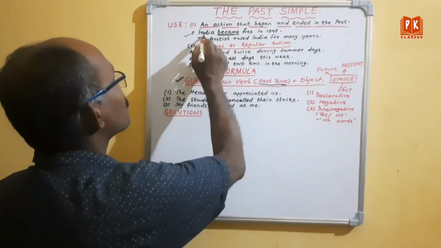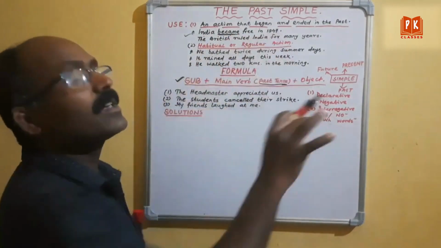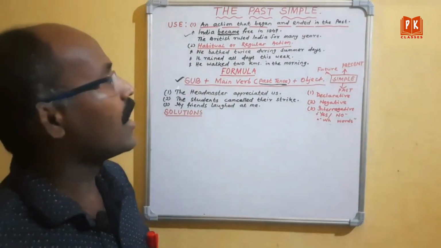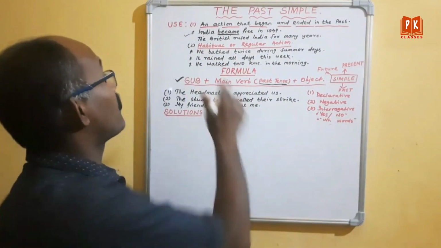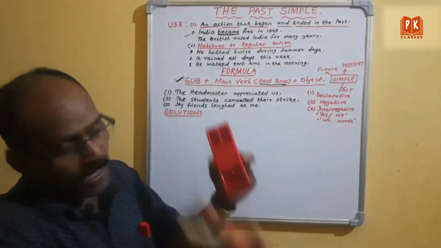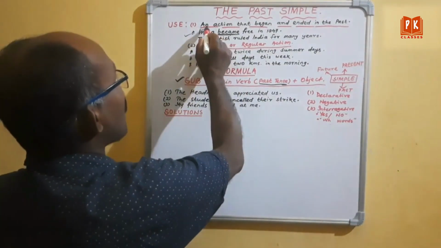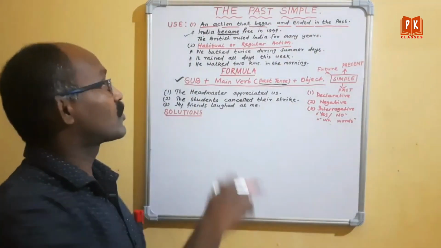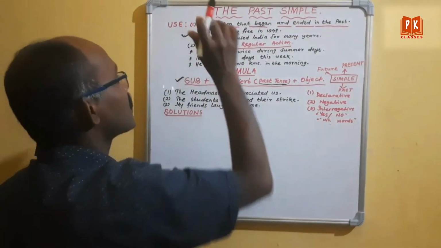Clear? India became subject, verb, then object or complement. Okay. Then come to the British ruled India for many years. That the British ruled India earlier. That means action happened, began earlier and ended in the past. So it takes past simple.